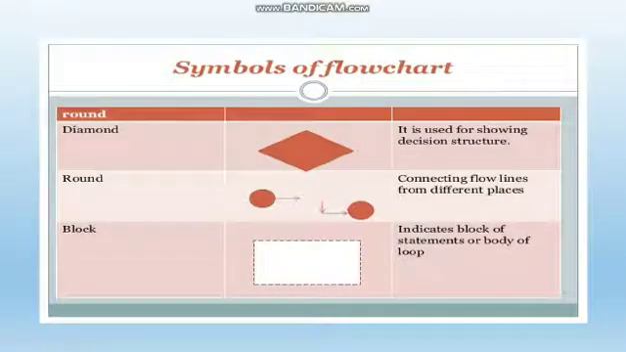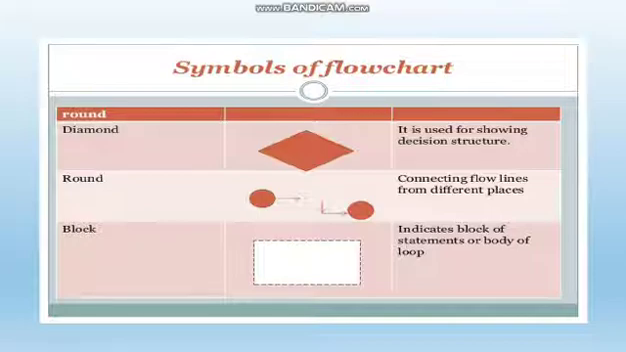The fifth symbol is the diamond shape. The diamond shape is also known as the decision symbol. The decision symbol is used for making decisions. For example, if I ask you, do you want to have tea? Your answer would be yes or no. For this situation, we use the diamond shape. The diamond-shaped decision symbol always has two flows, yes or no. Two flow lines, yes or no. It is used for showing a decision structure.